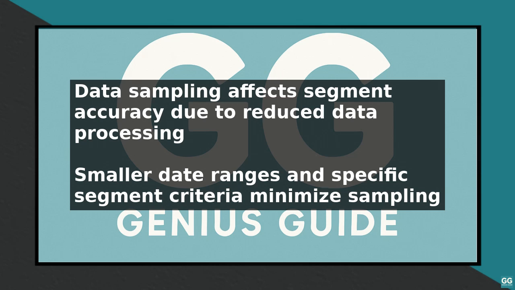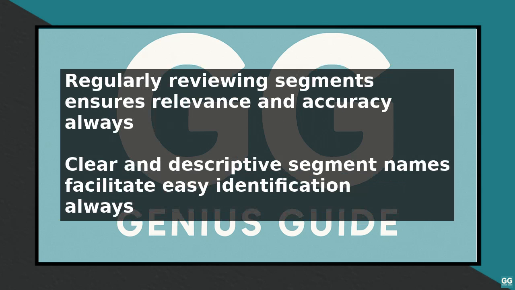Best practices for using Google Analytics segments include regularly reviewing and updating your segments to ensure they're still relevant and accurate. It's also essential to use clear and descriptive names for your segments, making it easier to identify and analyze them. Furthermore, consider using the segment template gallery, which provides pre-built segments for common use cases, such as analyzing traffic from social media or email campaigns.